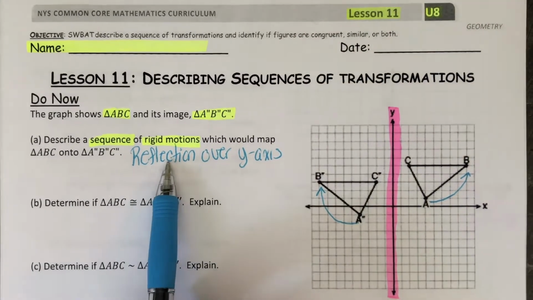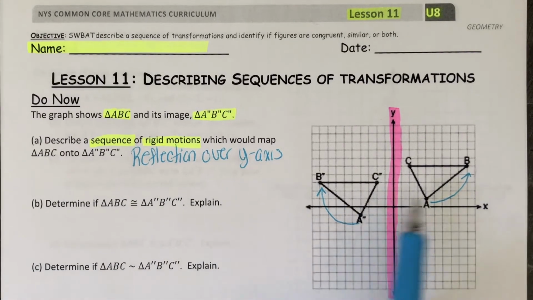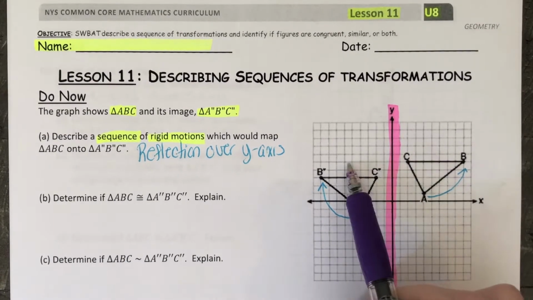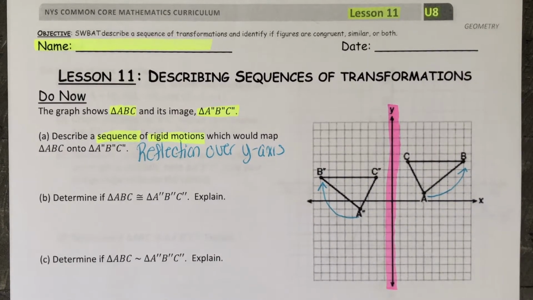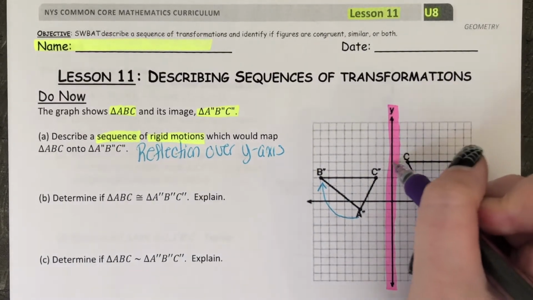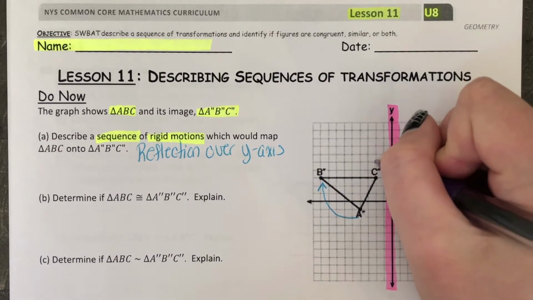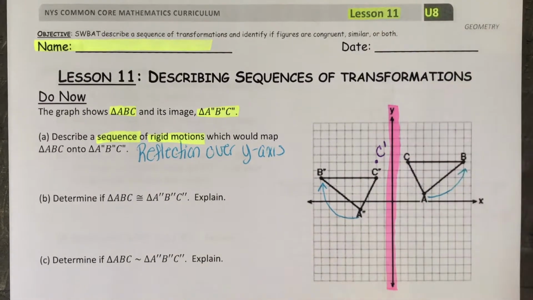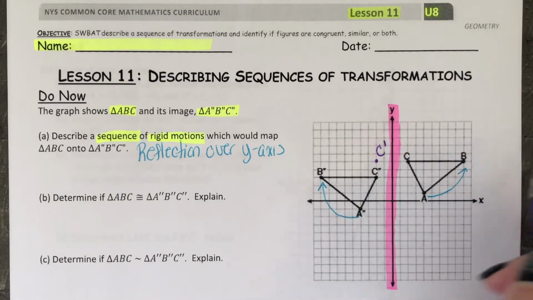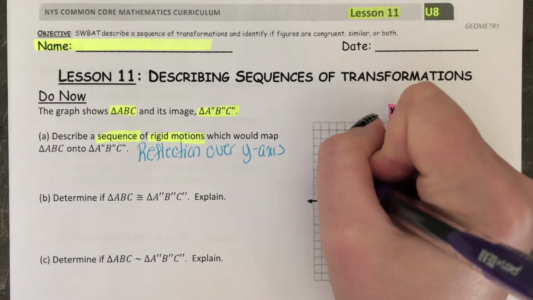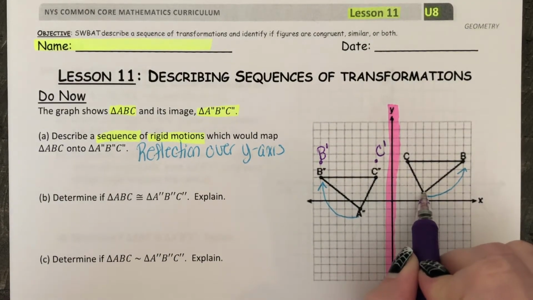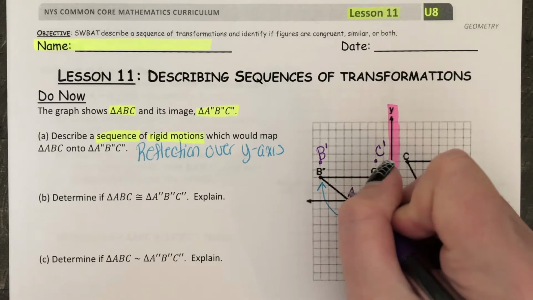Again, a reflection is the only rigid motion that does not preserve orientation. So I'm going to reflect triangle ABC over the y-axis. Now I can see where my prime triangle would be, and that will help me get to my double prime. Instead of going 2 to the right, I go 2 to the left. This is where C prime would be. Instead of going 9 to the right for B, I go 9 to the left for B prime. Instead of going 4 to the right for A, I go 4 to the left, and this would be A prime.